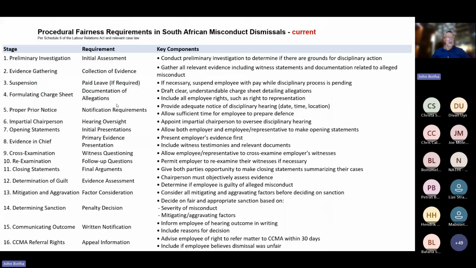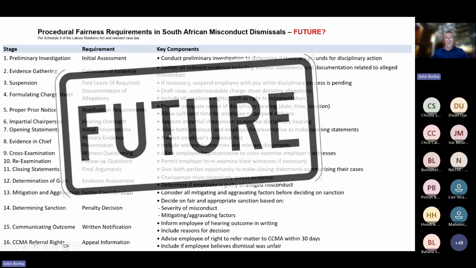You know, just for example, currently your procedure might look something like this in a disciplinary inquiry. Preliminary investigation, evidence, suspension, charge sheet, proper notice, impartial chairperson, opening statement, evidence in chief, cross-examination. So maybe your current disciplinary code has got all of these legalistic, criminalized processes where you got all these documents which are time-consuming and costly. I mean, paid suspension pending a disciplinary, your clients don't pay you for that. In most instances, you're covering that cost. Okay. So what could your future one look like, given what we've discussed?